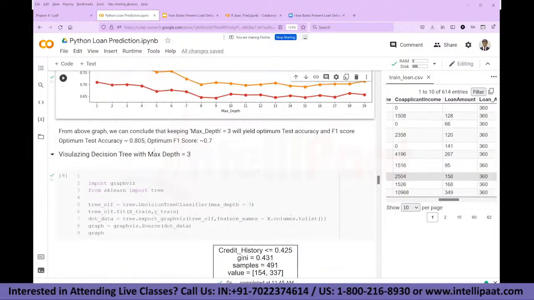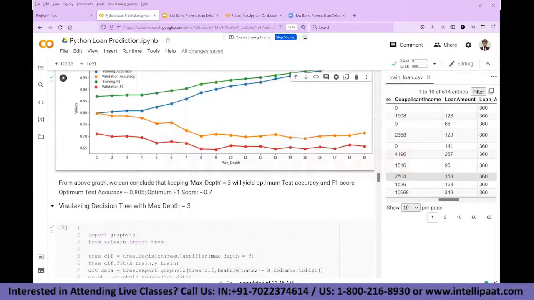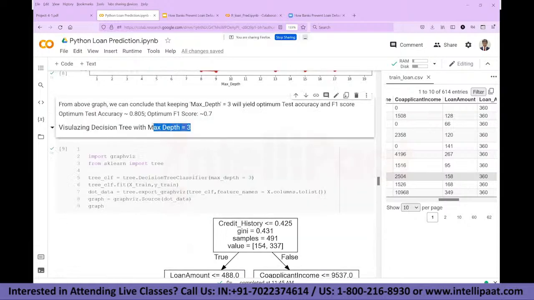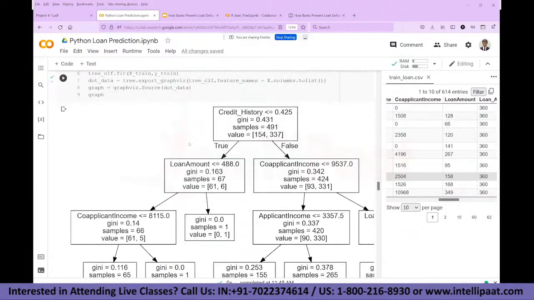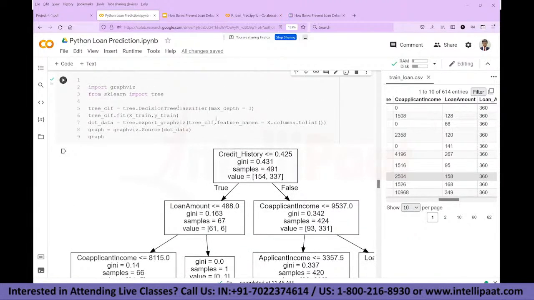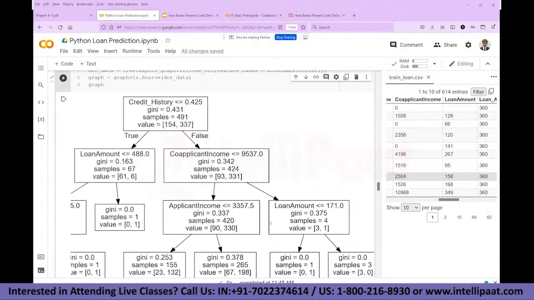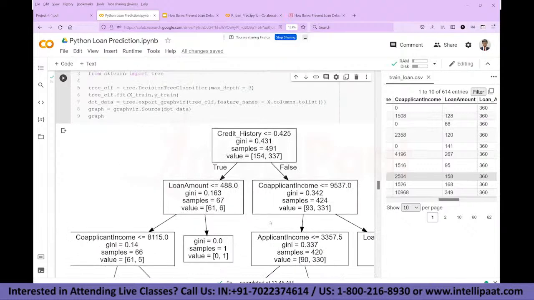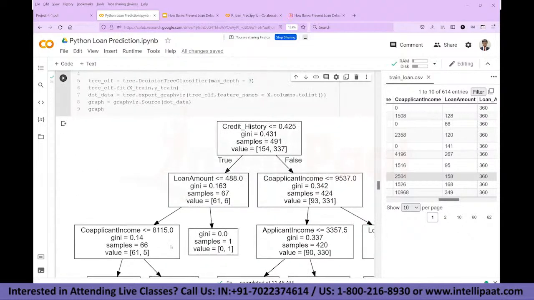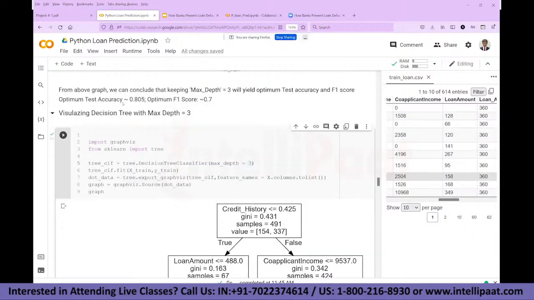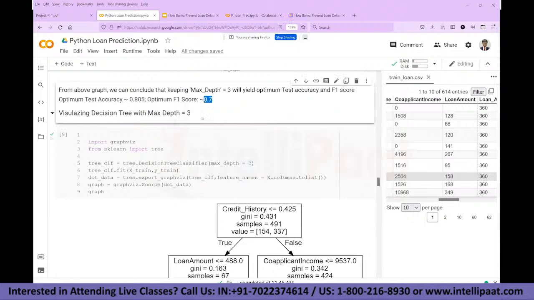From there, I'm getting max depth equal to 3. If I keep the max depth equal to 3, I will get a test accuracy and F1 score of 80% and 70%. When I visualize the max depth equal to 3 parameter which I used above, I use this code to set max depth equal to 3 and plot a graph. This is how max depth equal to 3 looks internally. The tree will go to three levels only: 1, 2, and 3. You'll get a test accuracy of 80% and 70% with max depth equal to 3.